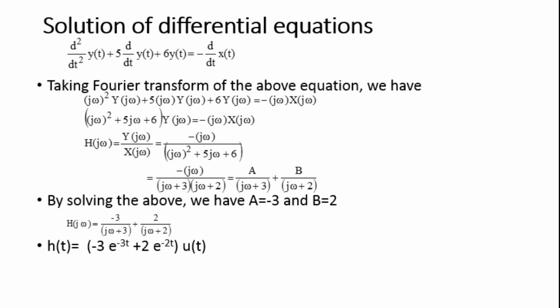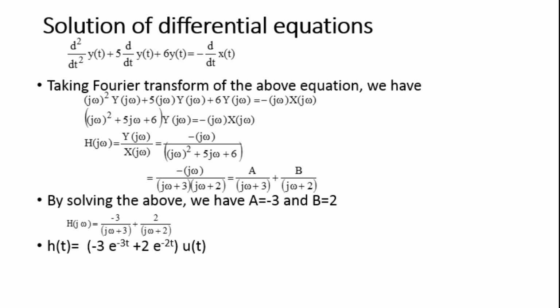Next problem: d square by dt square of y(t) plus 5 d/dt of y(t) plus 6 y(t) is equal to minus d/dt of x(t). Taking the Fourier transform of the above equation, we have (j omega) square Y(j omega) plus 5 j omega Y(j omega) plus 6 Y(j omega) is equal to minus j omega X(j omega).